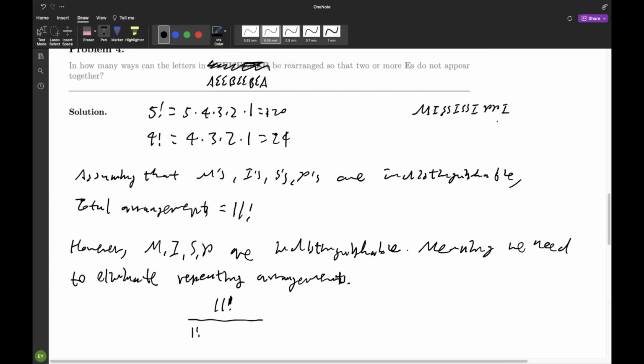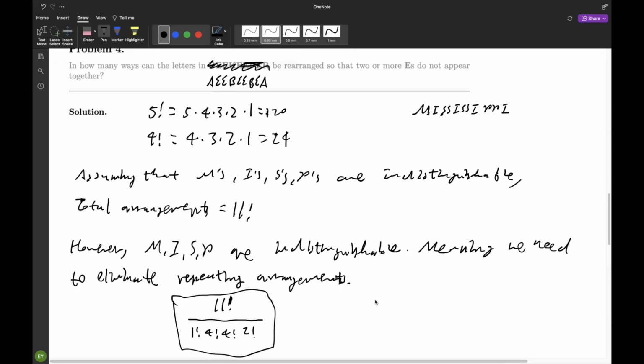How many I's are there? 1, 2, 3, 4. So 4 factorial. How many S's are there? 1, 2, 3, 4. So 4 factorial. How many P's are there? 1 and 2. So 2 factorial. And this is our answer. So that's the total number of rearrangements that we can have for Mississippi. Did you guys understand? Yes or no? Okay, thank you.